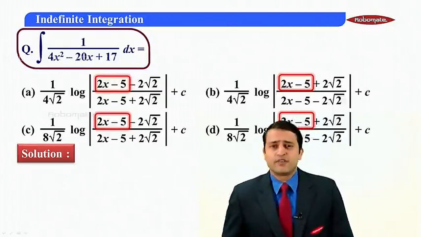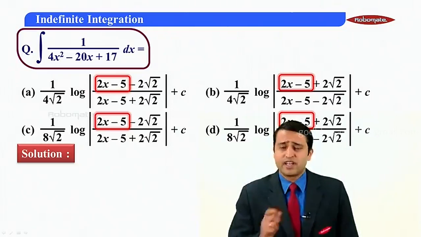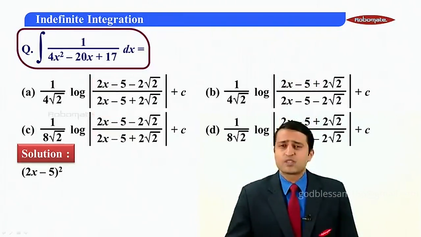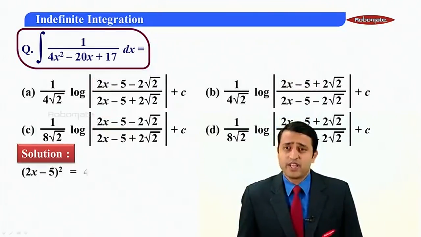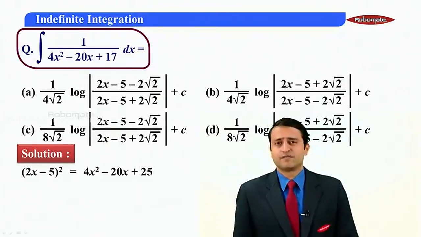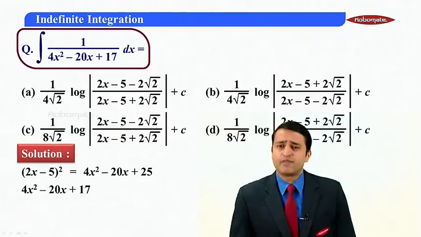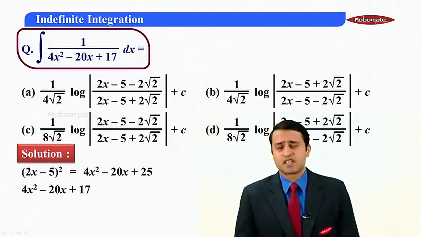Now here if you observe, every option has 2x minus 5. So it is clear to me that the denominator will be having 2x minus 5 the whole square. Let us see that my dear students. What is 2x minus 5 the whole square? It is 4x square minus 20x plus 25. Is that okay? Now what do we have in the denominator? We have 4x square minus 20x plus 17.